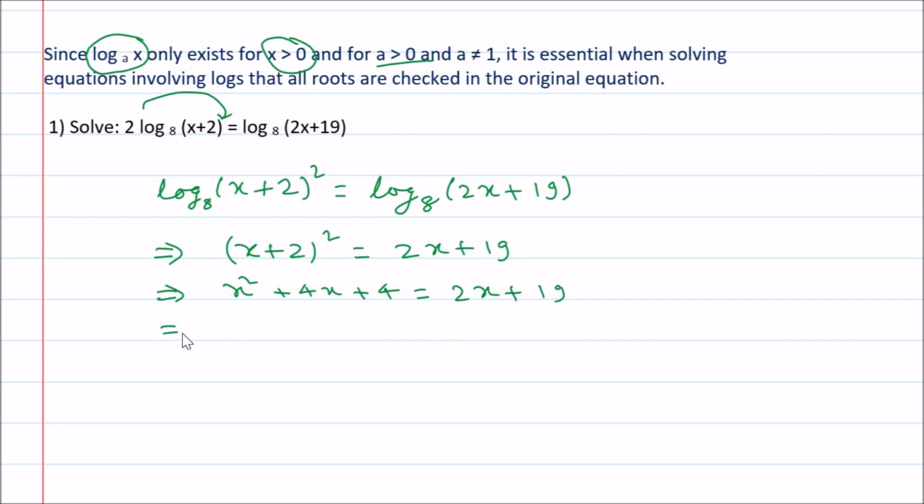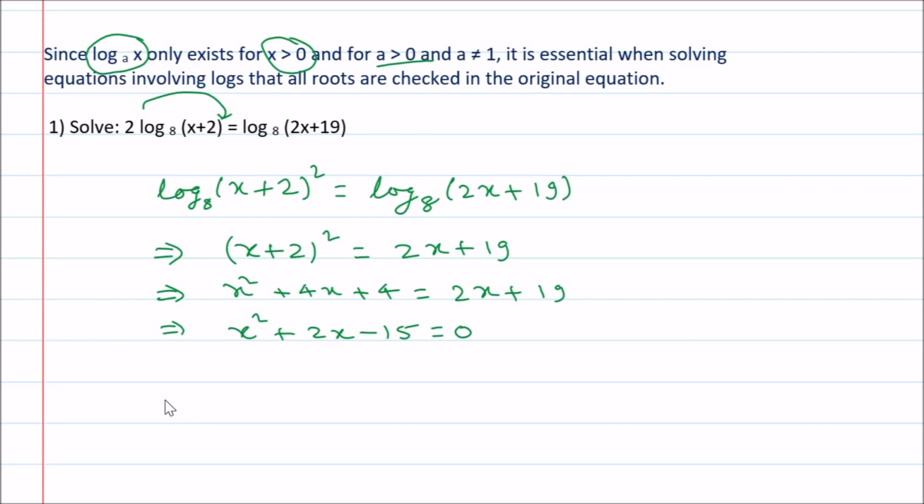We will bring all the terms to the left side and combine the like terms. So we get x squared plus 2x minus 15, and that is equal to 0.